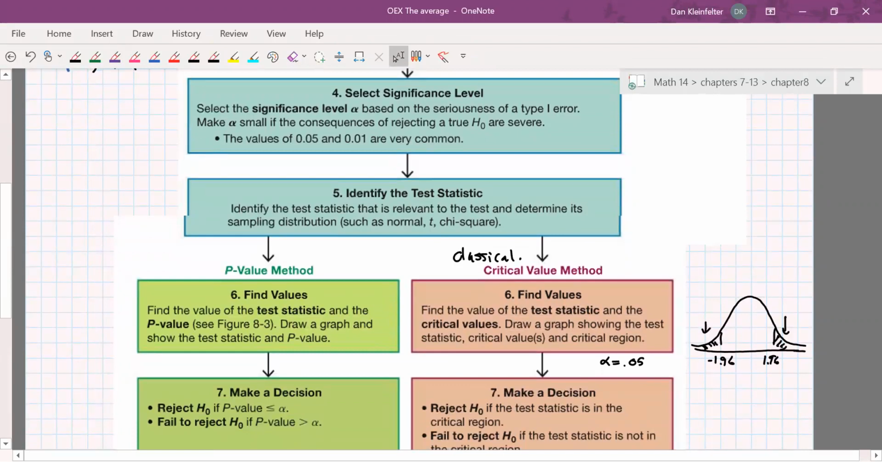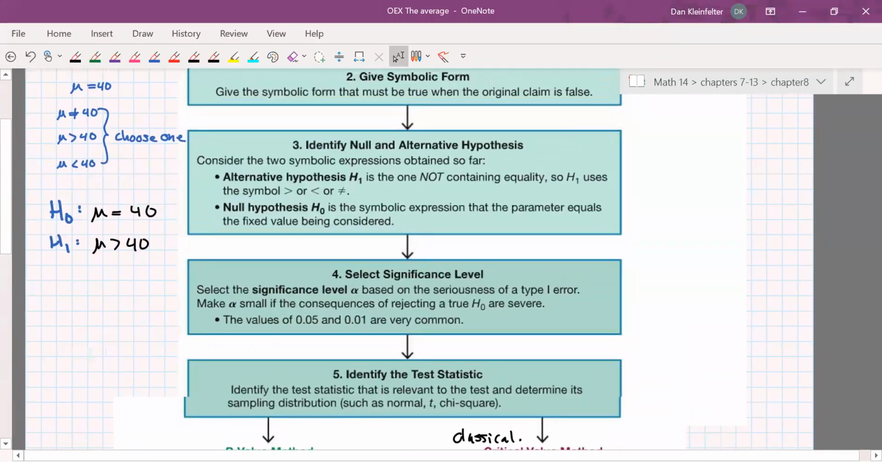Step 5, identify the test statistic that is appropriate to the test and determine its sampling distribution. That is, is it a normal distribution, a t-distribution, or a chi-square distribution? So going back up to our hypotheses, for step 5 you're going to need to identify the test statistic. Here, in the one I'm doing about the urgent care, it's about the mean. So we'll either be using Z or T, right?